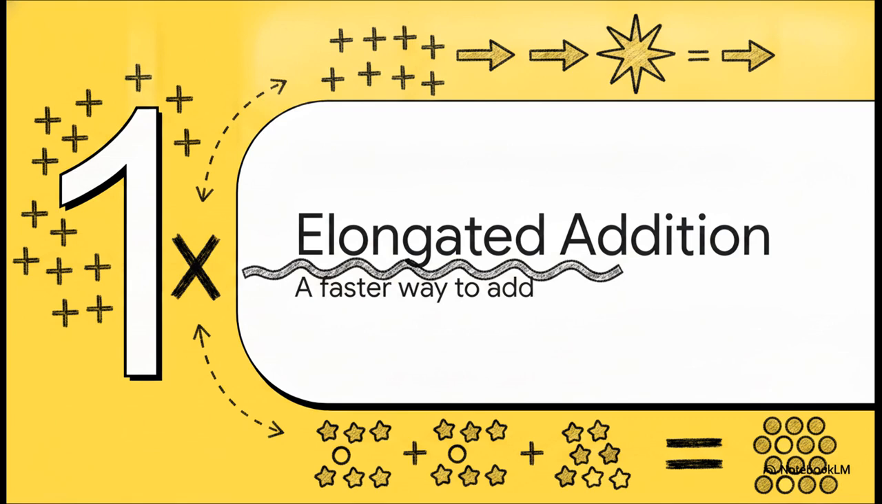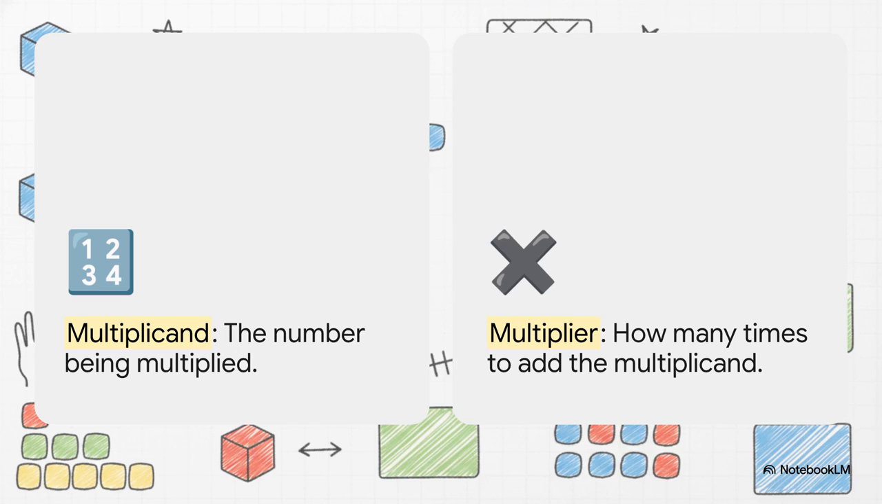Starting off with section 1, multiplication as elongated addition. Basically, just a faster way to add. To really master this, we need to clearly distinguish between the two main characters in any multiplication story. Take the example of 4 times 5. The crucial point here is understanding their roles.